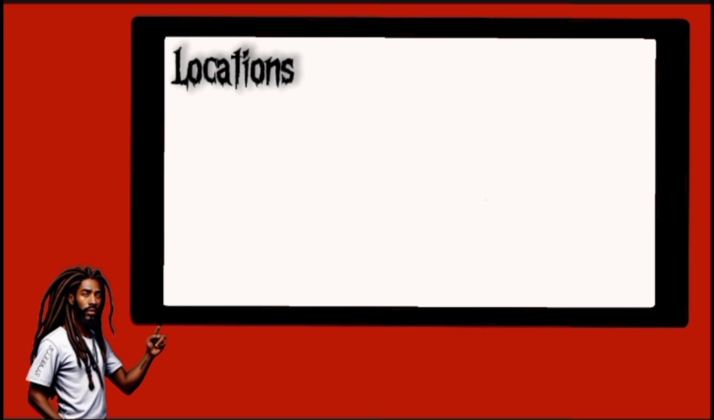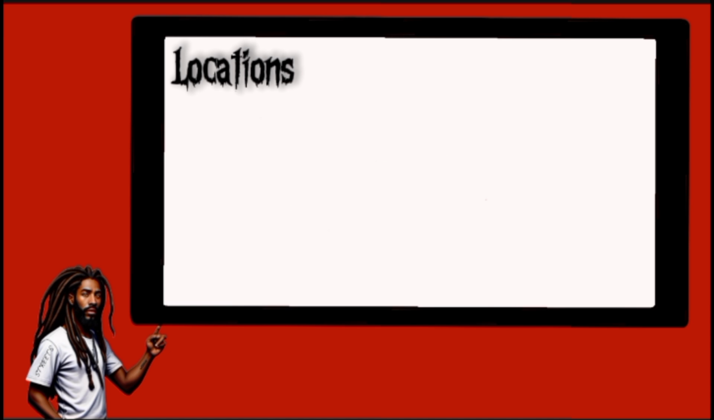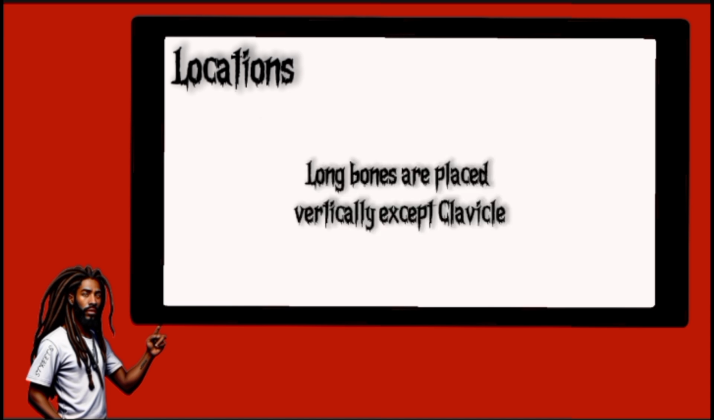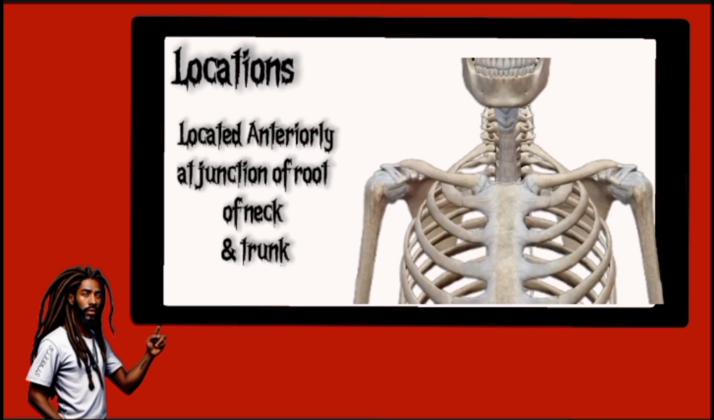That is, make we just check how this bone dey placed in the body. Now this bone is placed horizontally despite being a long bone. Unlike other long bones that are all arranged vertically, this guy is placed horizontally, and it is at the anterior aspect of the body, at the junction of root of neck.